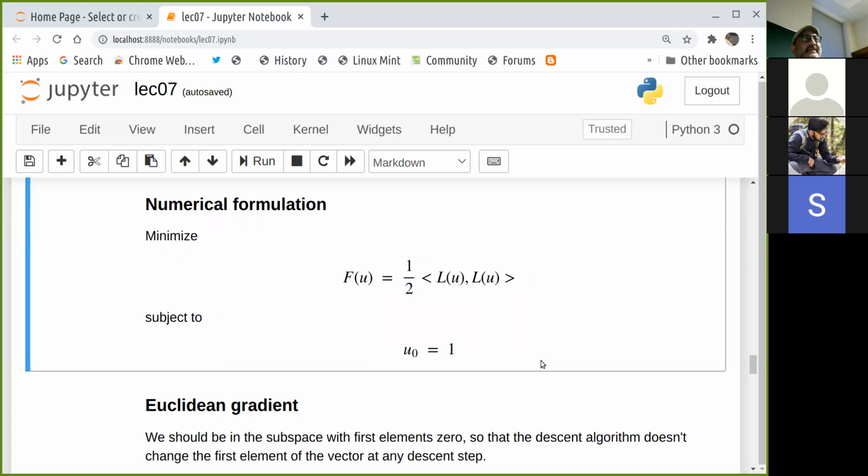Well, if you insist that your Euclidean gradient vector should have initial entry 0, then when you take u minus lambda gradient, if you think of what's happening to the first entry of that vector, that won't change. So you want your gradients to live in the subspace in which all the initial entries are 0. All the Euclidean gradients that you're going to calculate should have initial entry 0.